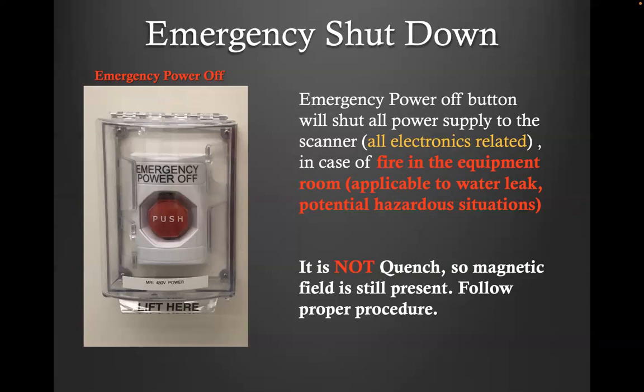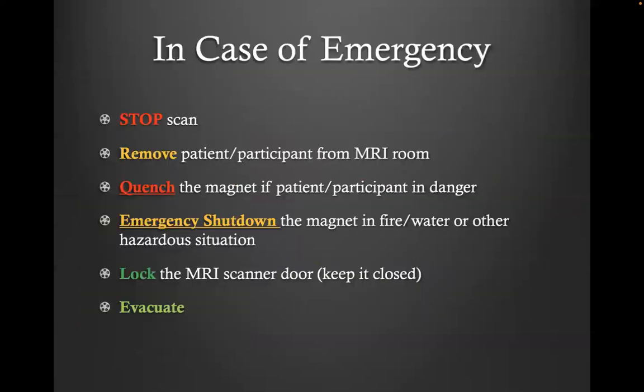So it is not a quench. The magnetic field is still present, so you need to follow proper procedures. Again, in case of emergency, you need to stop the scan first. You need to remove the patient or participant from the MRI room. You need to quench the magnet if the patient or participant is in danger. Or you emergency shut down the magnet in case of fire or water or any other hazardous emergency situations. Then you need to lock the MRI scanner door, keep it closed, and evacuate.